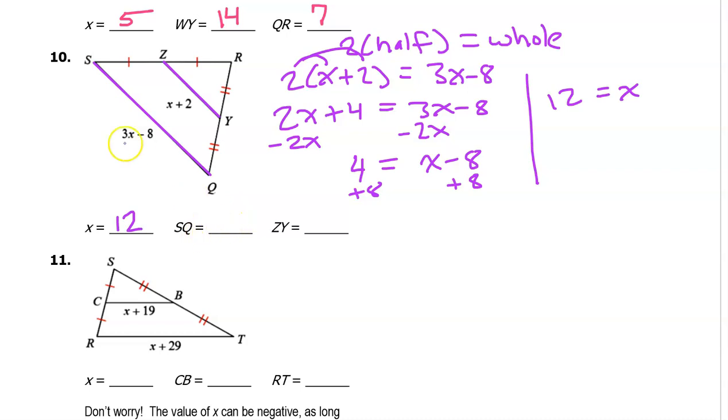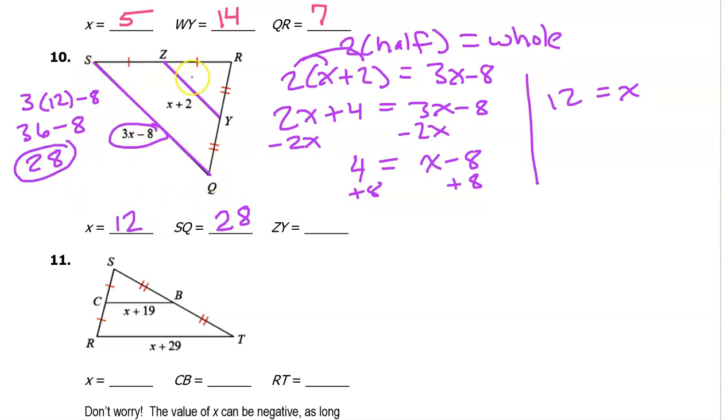What about SQ? Well, SQ is this 3x minus 8. So since x is 12, that's 3 times 12 minus 8. So that's going to be 36 minus 8. So that's going to be 28. If SQ is 28, that's the whole. Well, ZY is half that, so it should be 14.